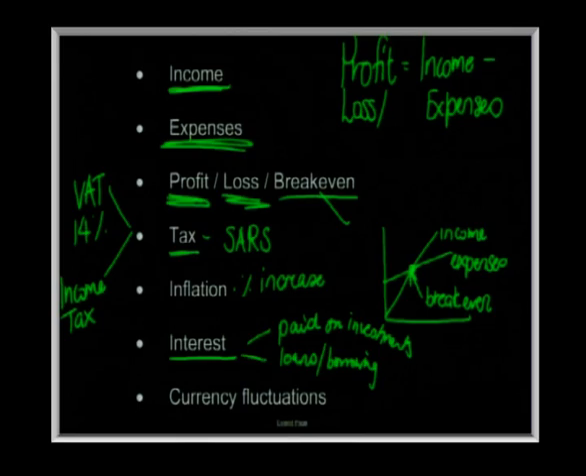Currency fluctuations is when you're buying foreign exchange. That's money from other countries. So depending on which country you're going to, you would have to look at the exchange rate to find out the value of your money.